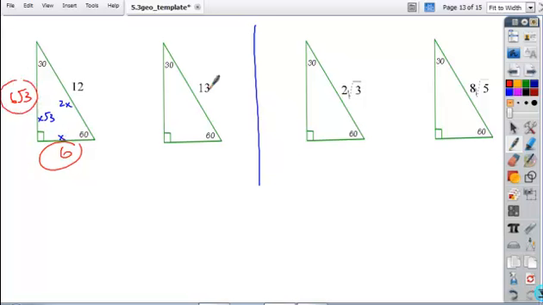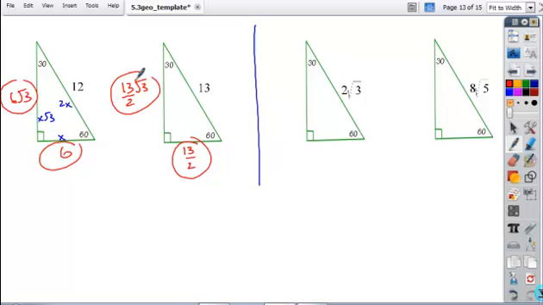That works with odd numbers as the hypotenuse as well. So if the hypotenuse is 13, what does the side opposite the 30 degrees have to be? Just in the rational form, 13 halves. And then the side opposite 60 degrees is going to be 13 halves times root 3. 30, 60, 90, you're dealing with the radical 3.